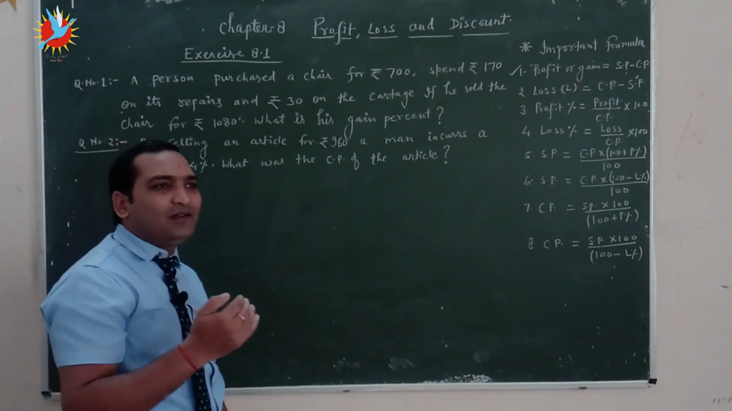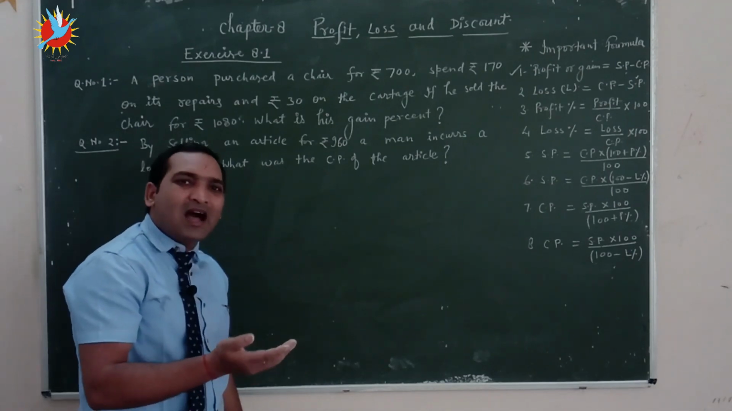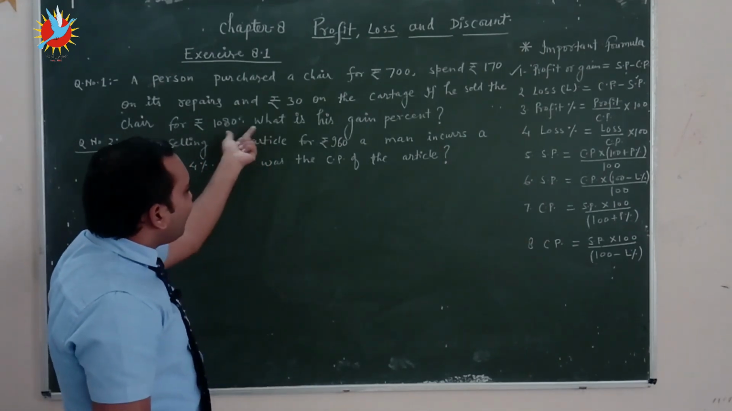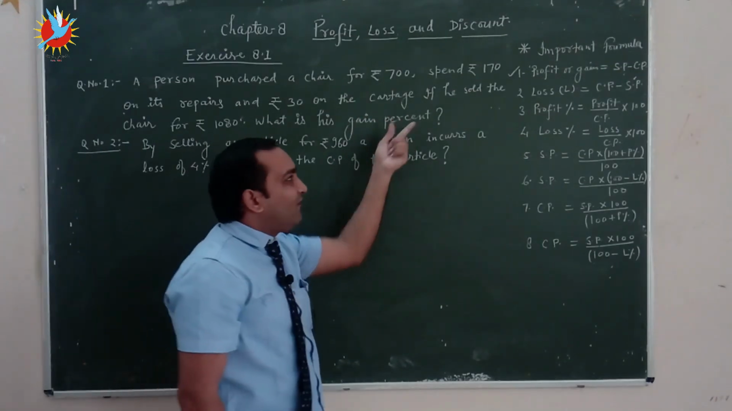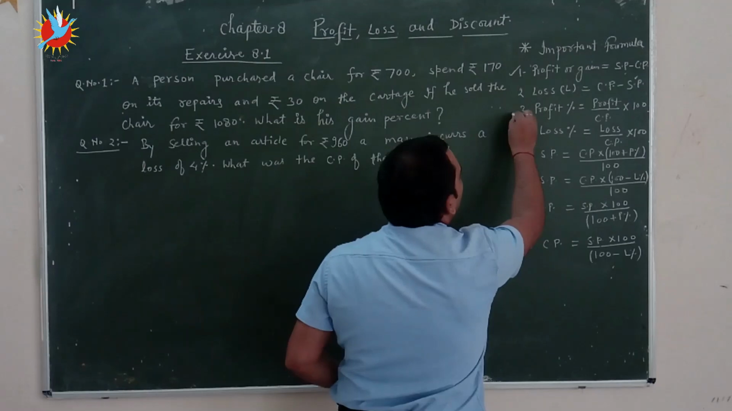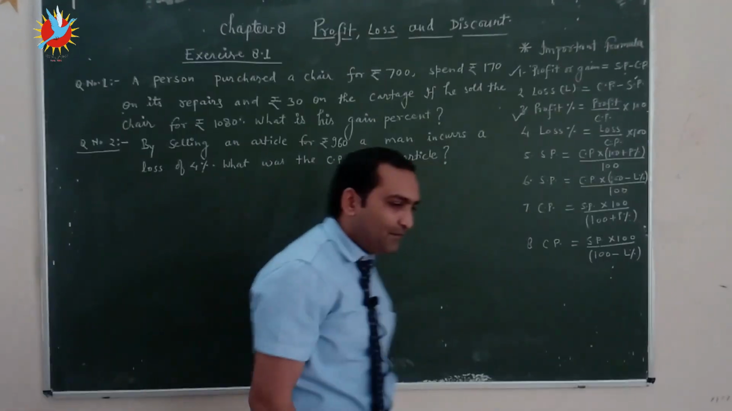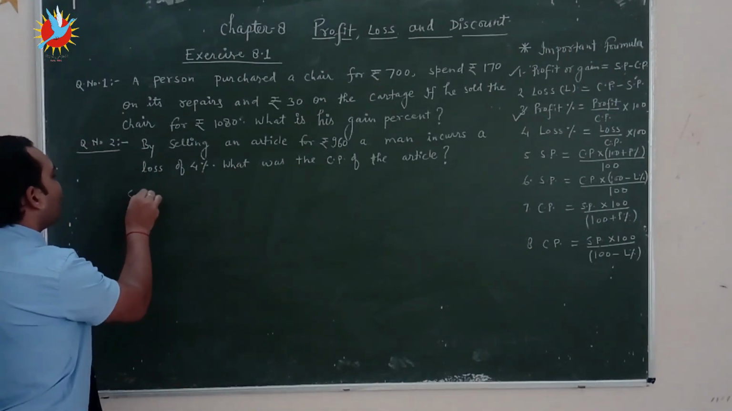So we find whether the person is in profit or loss. So first of all we find the profit or loss, and finally we find the gain percent by the formula: gain percent or profit percent is equal to profit upon CP into 100. So let's solve the first solution.